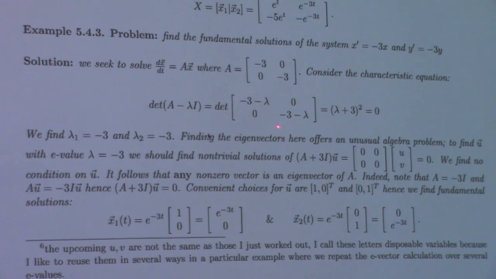This one is already uncoupled. See, Luke, if we used your method, we don't even need eigenvectors because this is just basically dx/dt equals minus 3x and dy/dt equals minus 3y. So you know how to solve that, just straight up. It's x equals c1 e to the minus 3t, y equals c2 e to the minus 3t, done, right?